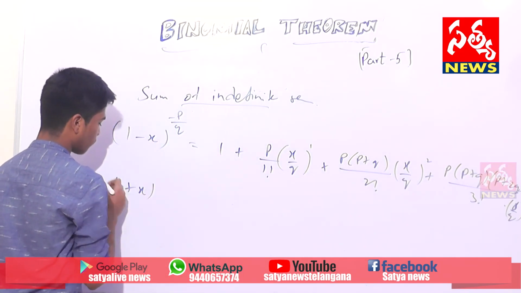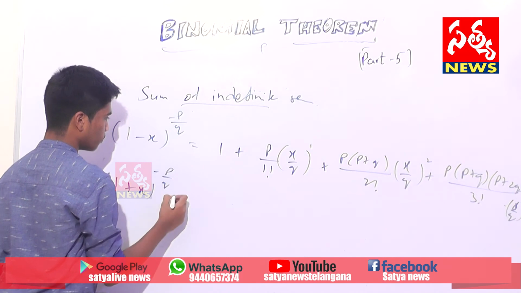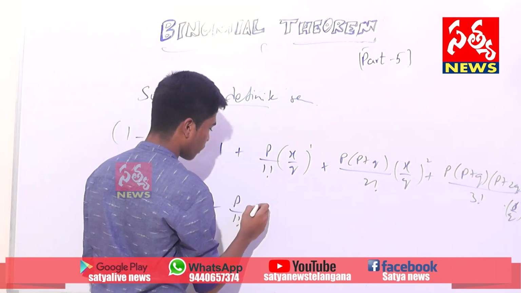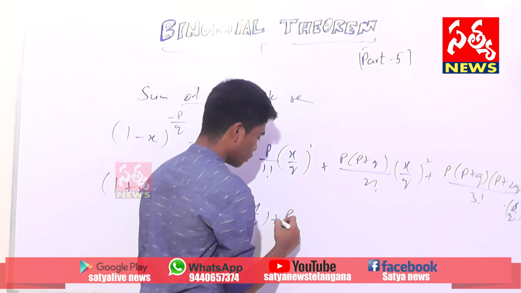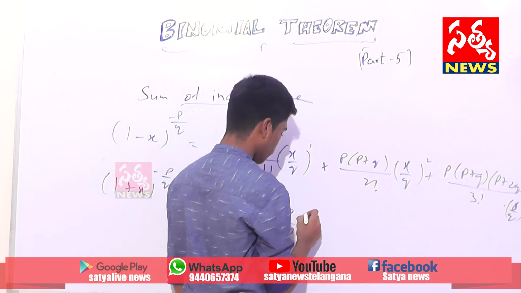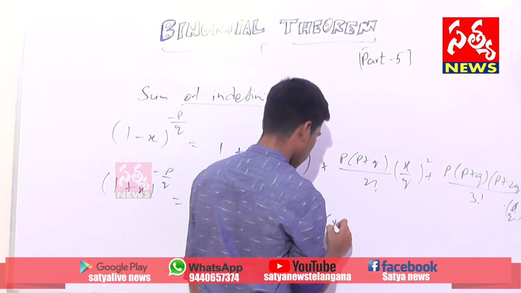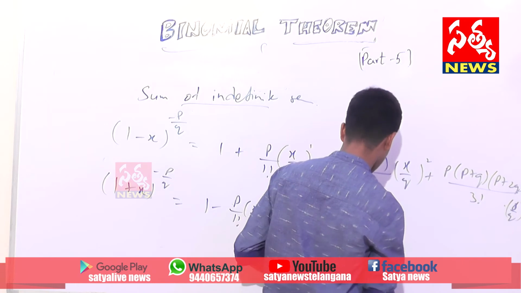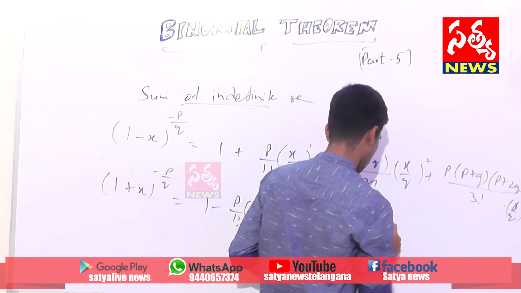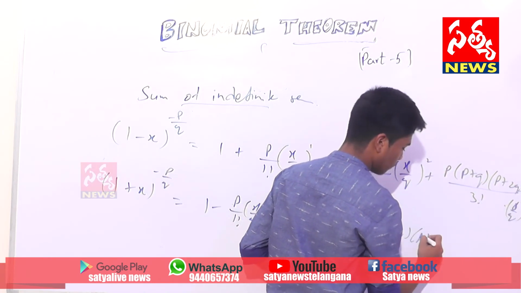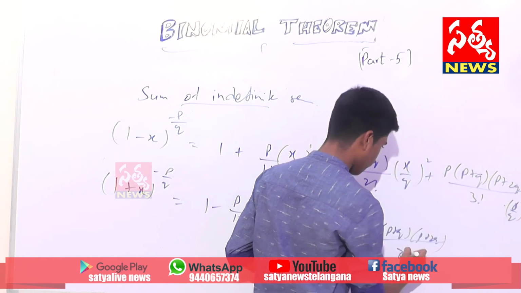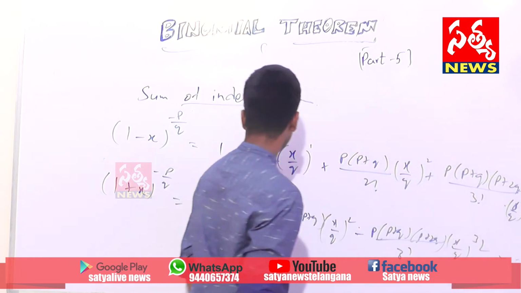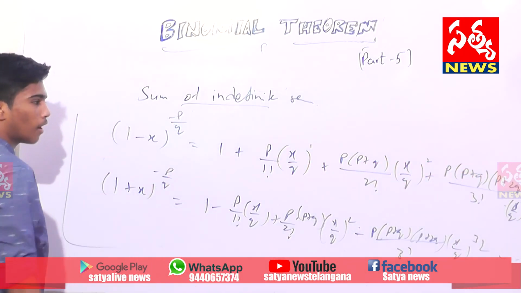And similarly for 1 plus x whole power minus p by q, the expansion is 1 minus p by 1 factorial into x by q, plus p into p plus q by 2 factorial into x by q whole square, minus p into p plus q into p plus 2q by 3 factorial into x by q whole cube, plus so on. These are the two formulas you have to remember.